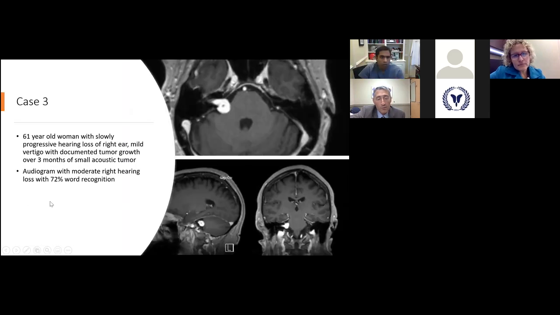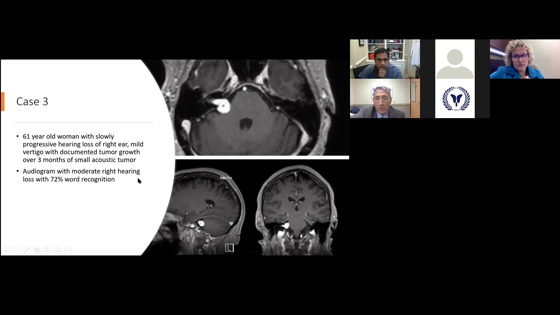So she did very well. So here's another case. This is a 61-year-old woman, slowly progressive hearing loss, right ear, mild vertigo. This tumor has grown, initially treated with observation, but her symptoms progressively worsened, and so a scan was done at 3 months, and it grew 3 or 4 millimeters in size just in that short interval. She's got some hearing loss, but her word recognition score was still reasonable, 72%.